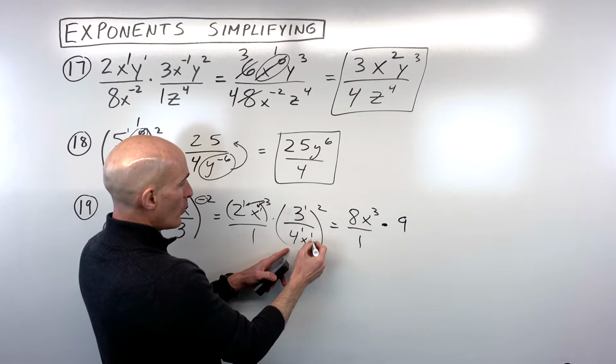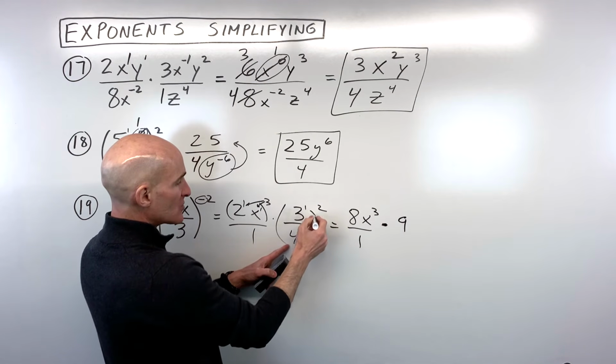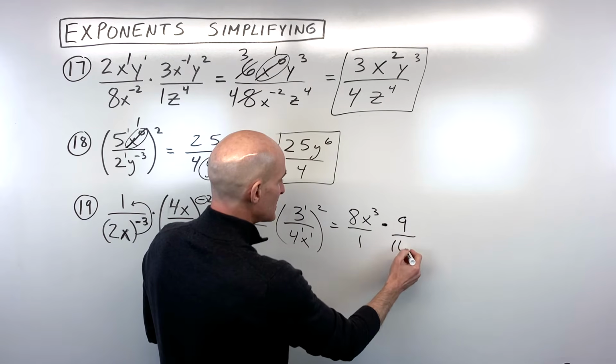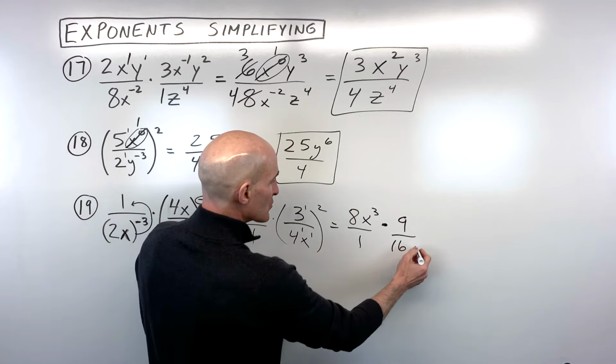And here we have a 1 and a 1. So power to power, you multiply. 1 times 2 is 2. 4 squared is 16. 1 times 2 gives us x squared.